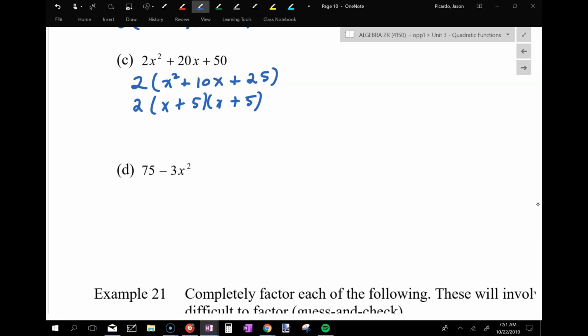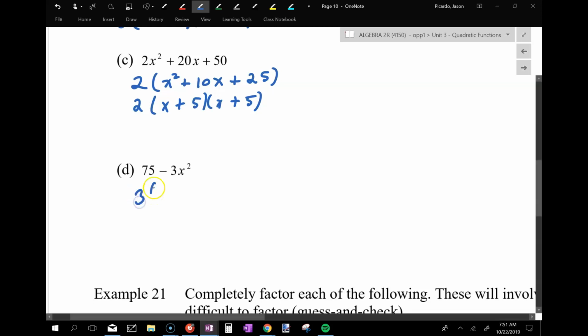Okay, 75, can that be the GCF? No, 3? Okay, how many times does 3 go into 75? 25 times. And how many times does 3 go into 3x squared? 3 and 3 cancel, and I'm left with 1x squared. And what do we notice? It's a GCF followed by a DPS again, right?